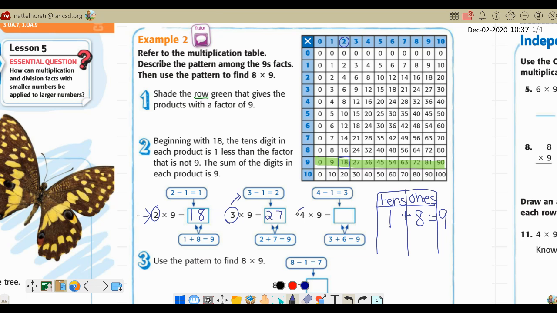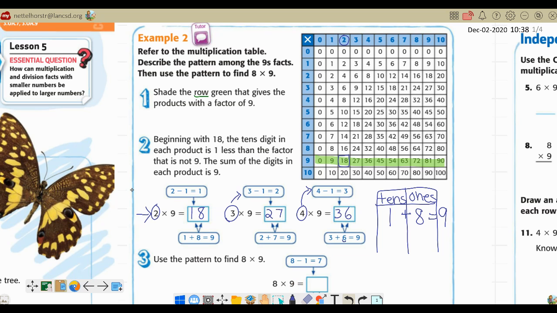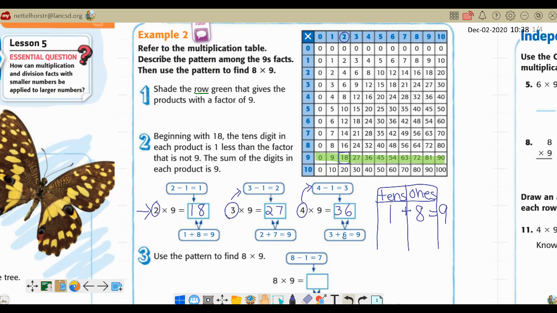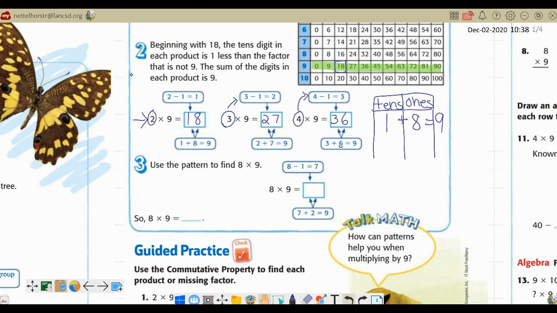My factor that's not 9 is 4. So I go up here. 4 minus 1 is 3. So the tens digit is 3. 3 plus 6 equals 9. So 4 times 9 is 36. So now we're going to use this pattern to find 8 times 9. Trying to get it to scroll up here. There we go.